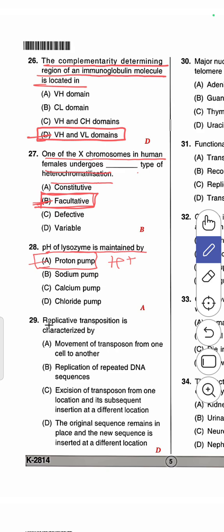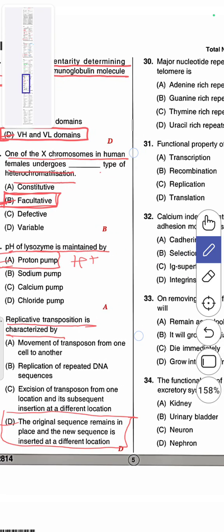Then 29th question, replicative transposition is characterized by the original sequence remaining in place and a new sequence being inserted at a different location. So D is the right answer for this question.